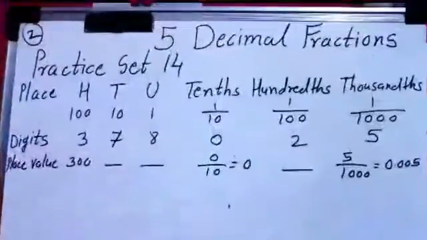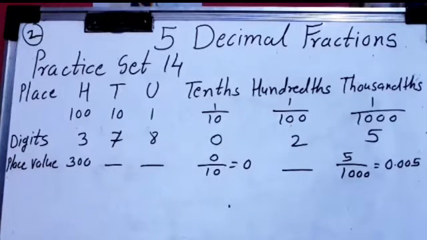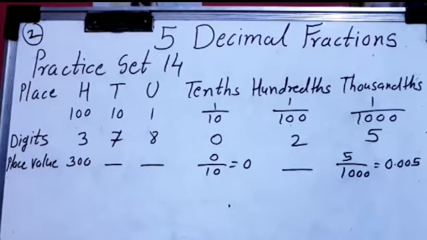Let's continue practice set 14. Question number 1. In the table below, write the place value of each of the digits in the number 378.025. Now students, you know the place values of our general place values. Here the number is given in decimal point, so it is also easy. See, the table is given to you.